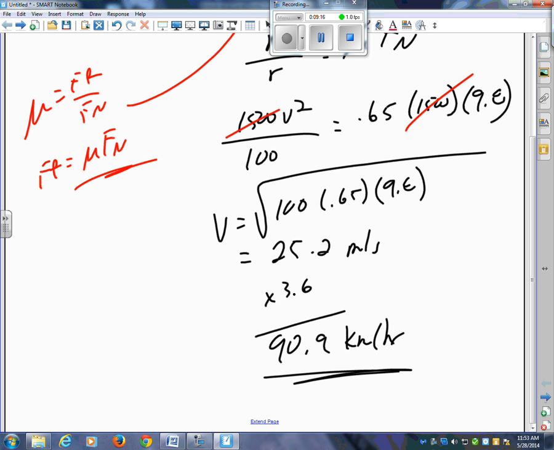Now, have you ever seen a road where there's actually a warning sign that says you should only take the corner at, say, 90? Why do they do that? Because it's a sharp corner, and they know the coefficient of friction, and they figured this out, and that you should slow down. Do you think that they would put a sign for 90 if they figured out 90.9? No. I'm guessing they probably put it at like 100 or 110. Yeah, they've built in some leeway, obviously. But again, this is only true for non-banked roads. This is level surface roads.